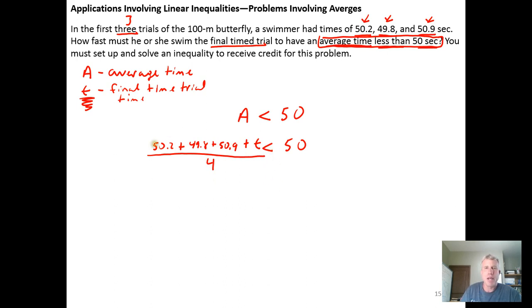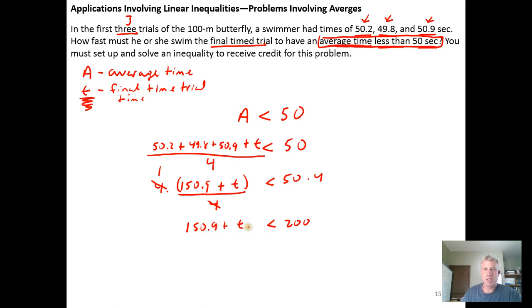And then I can go ahead and add like terms here. So I can say, hey, this is going to be less than 50. And if I add these 3 numbers, I'm going to get 150.9 seconds plus the unknown time, all divided by 4. I can clear the 4 out of the denominator if I want to multiply both sides by that 4. So I get 200 over here. And 4 divided by 4 is going to equal 1. And 1 times the stuff in the parentheses is just going to be the stuff in parentheses.